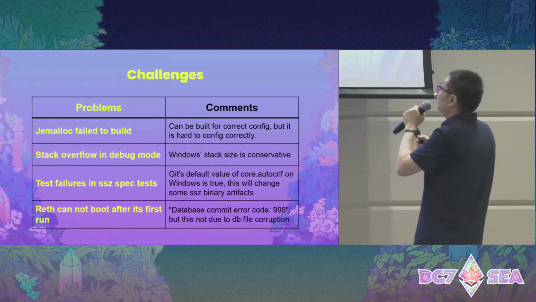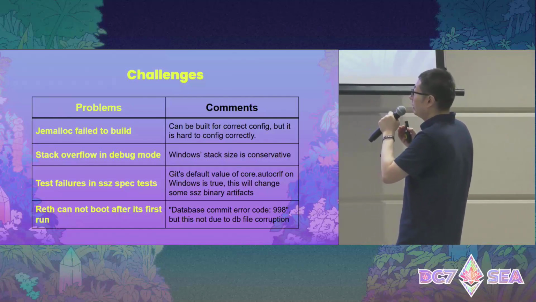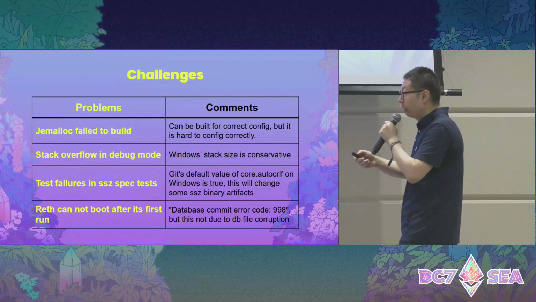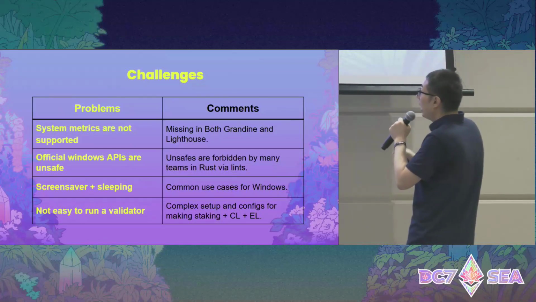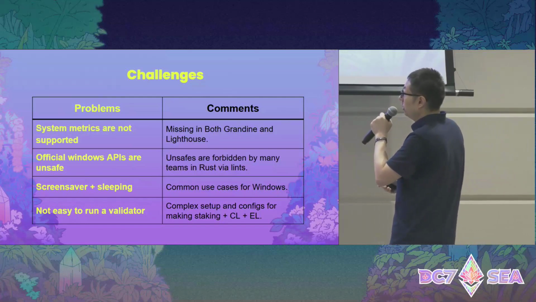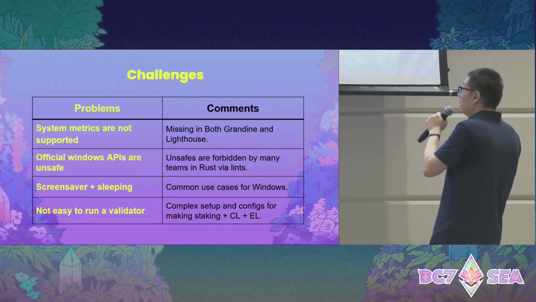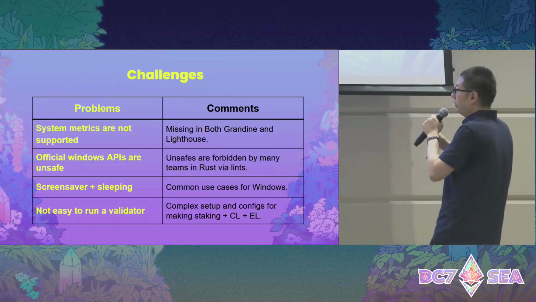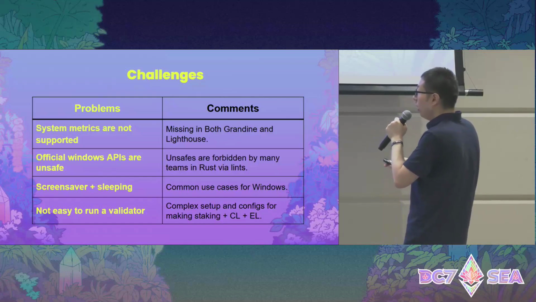This is my challenges table. We have a memory allocator problem. We have a stack overflow. We have a test failure. We have a REST running problem. All of this is special to Windows. We have missing system metrics, and we also have unsafe Windows API problems. We also have special use cases for Windows, like screen saver or sleeping. Finally, I found it was not easy to run a validator.